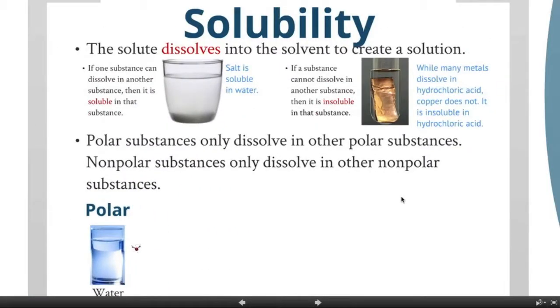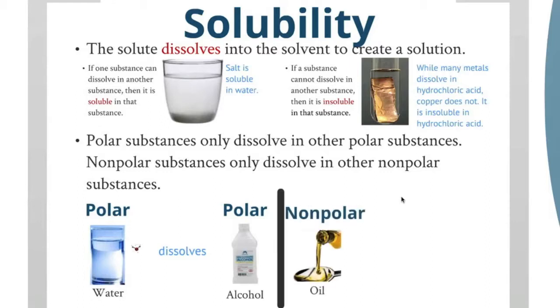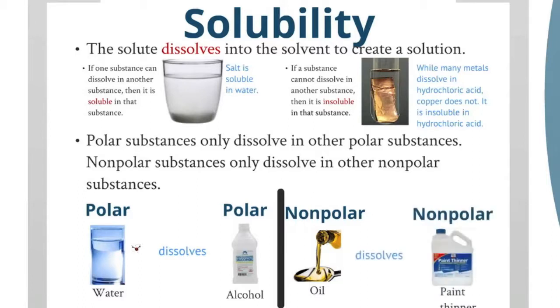So, water is polar, and polar substances only dissolve in other polar substances. So, water is going to dissolve alcohol. If I were to take alcohol and put it in water, it will dissolve and create a solution. Now, nonpolar molecules don't have those partial charges. Oil is an example of a nonpolar substance. It's made of nonpolar molecules. Now, oil will dissolve paint thinner because paint thinner is also nonpolar.